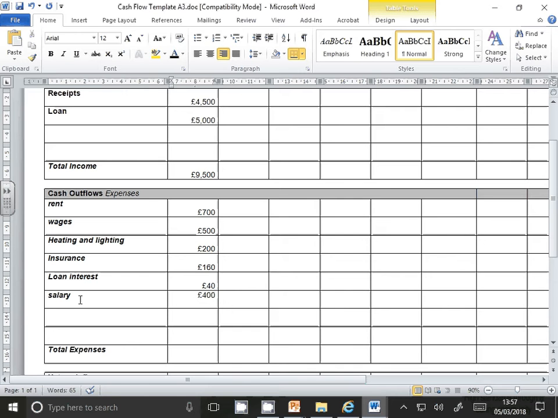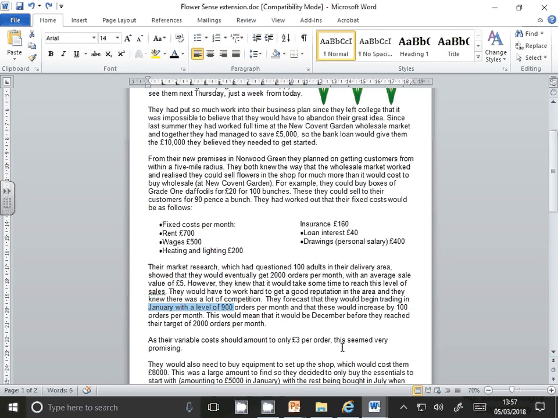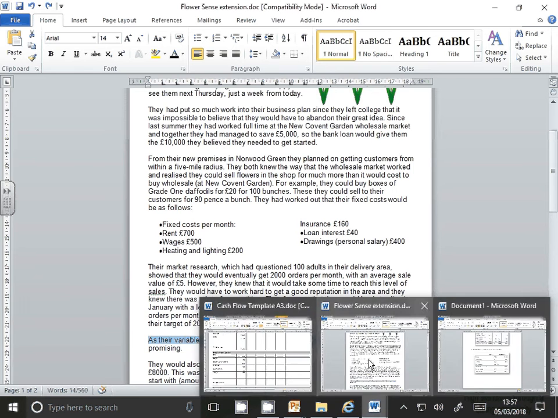Now there are other things that they need to pay for in January, as well as all their fixed costs, and that's going to be their cost of sales, because they don't get the flowers for free. So let's go and have a look at how much they're paying for it. It says here their variable costs should be £3 per order. Okay, so if they're going to sell what they predict is 900 bunches of flowers, we need to work out what is 3 times 900, which is, well, if you go to 3 times 9, you know that's 27, but obviously it's not 27, it's going to be 2,700 once you've added the zeros on. So we'll go and put that in.